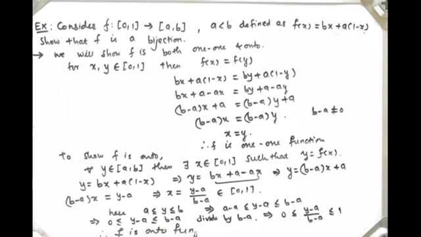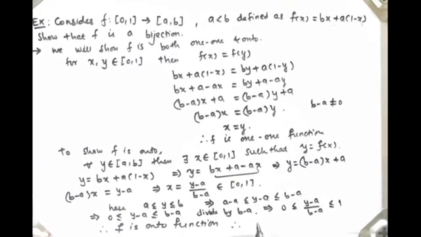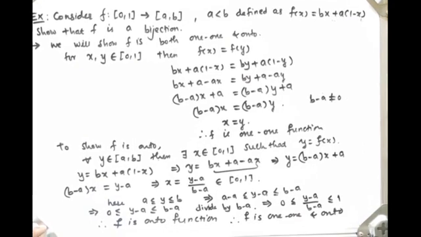Here we have seen f is a one-one function and f is an onto function. Then we say that f is both one-one and onto. Therefore f is a bijection. Hence the solution. So this is the proof. Next example.